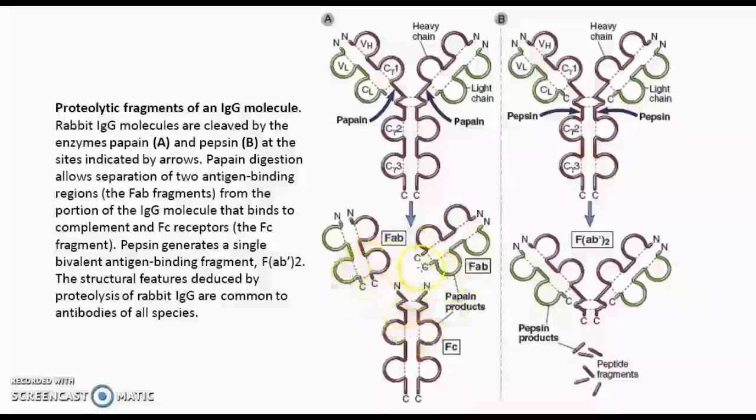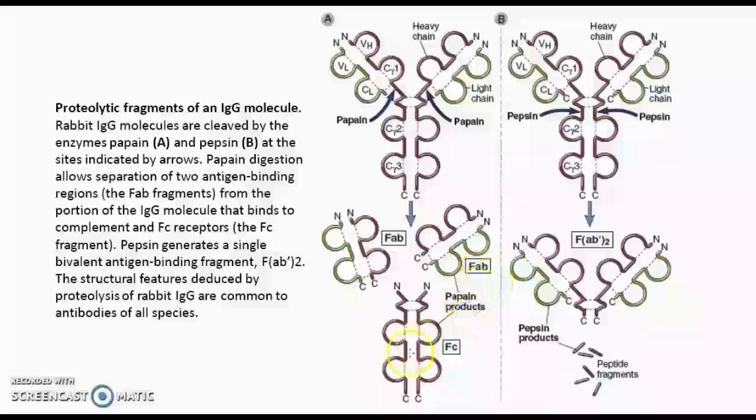Two of the pieces are identical to each other and consist of the complete light chain, variable light and constant light, associated with the variable heavy and constant heavy domain. This fragment retains the ability to bind antigen because each contains paired VL and VH domains, and they are called Fab. Fab is an abbreviation for fragment antigen binding.